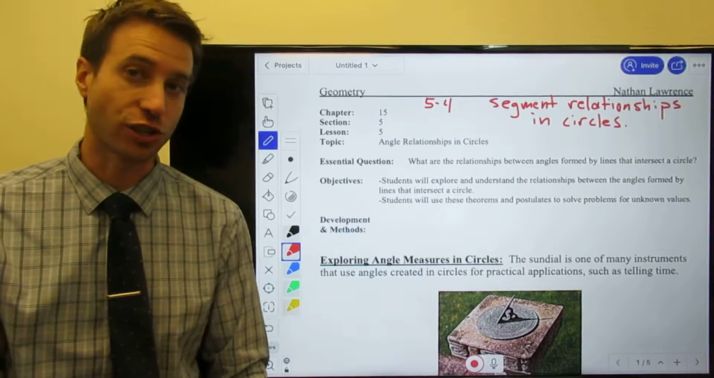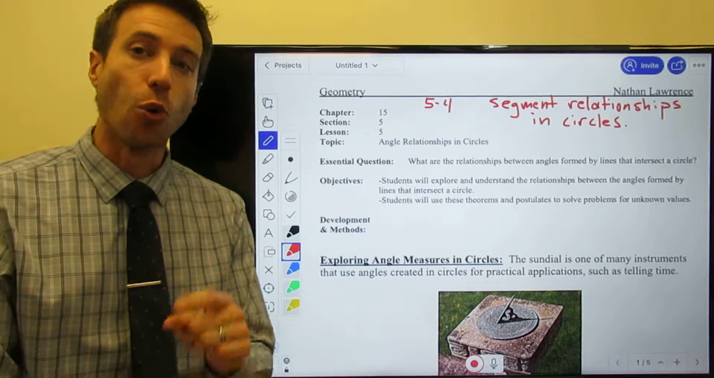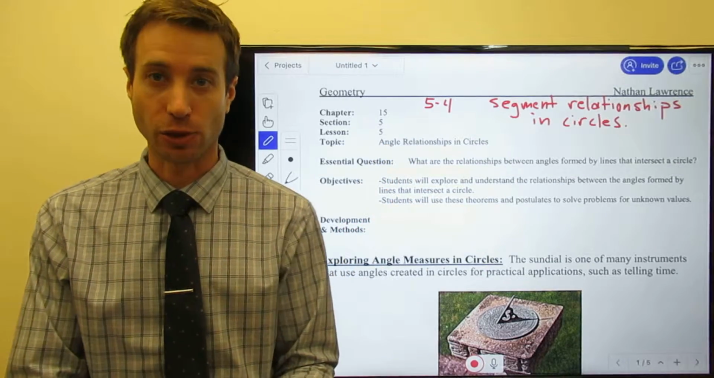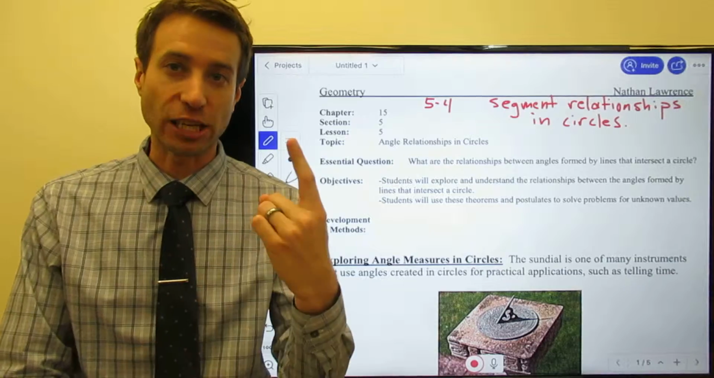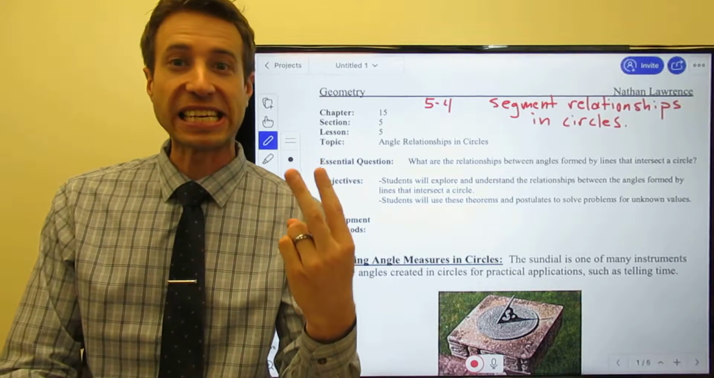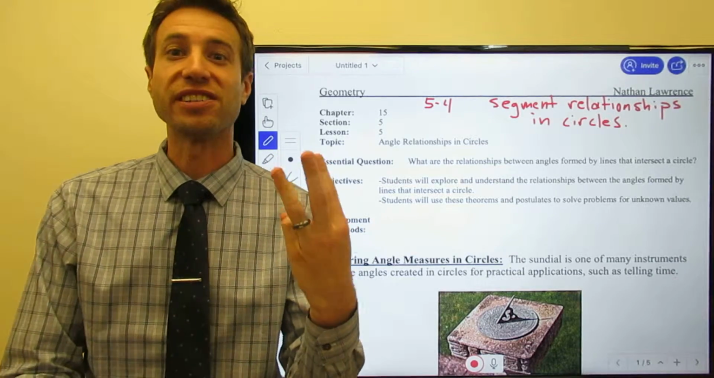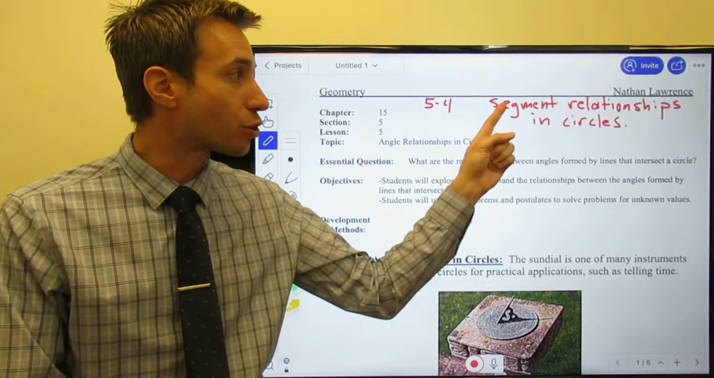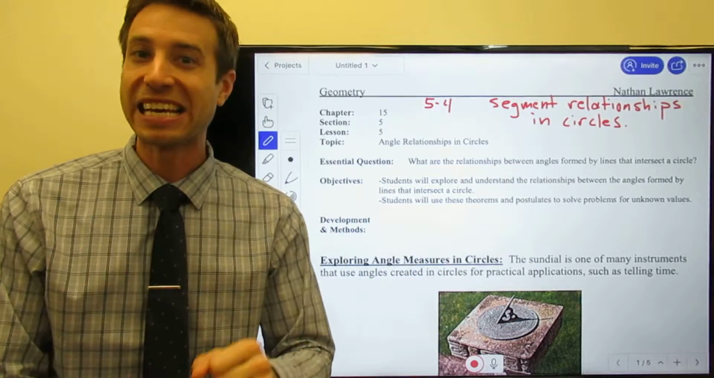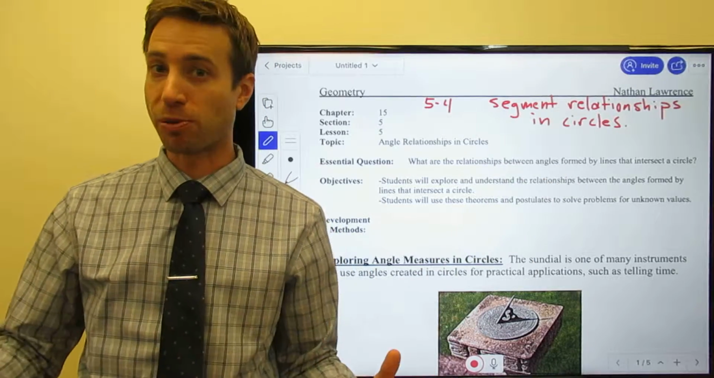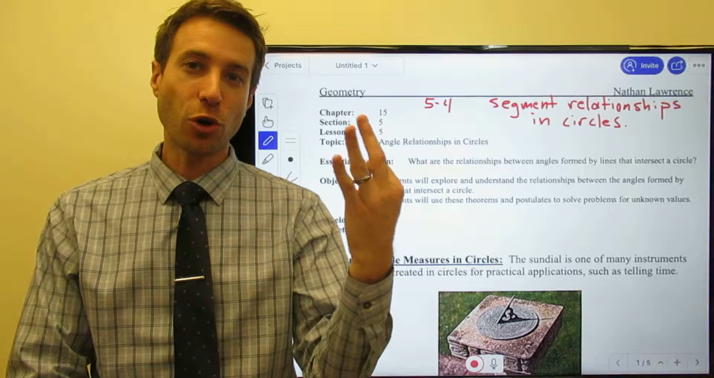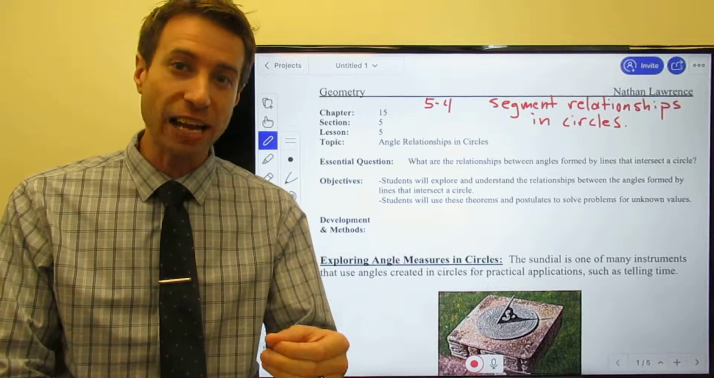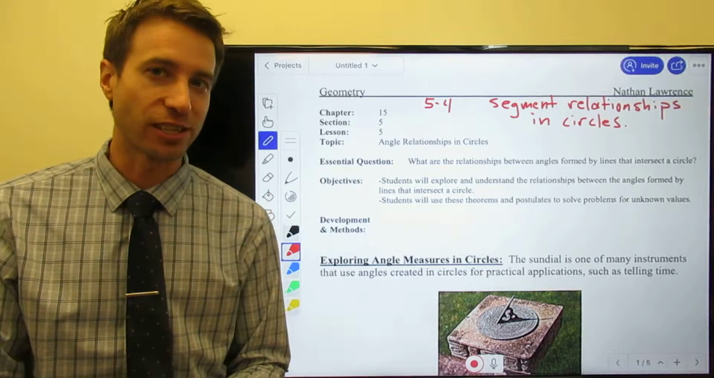In this section, this set of videos and these notes, we're now going to look at the angle relationships in circles. In the last section, we looked at the chord-chord product theorem, the secant-secant product theorem, and the secant-tangent product theorem. All three of those theorems describe the segment relationships in circles. No surprise, in this section, we're going to look at three theorems that describe the angle relationships inside of circles.